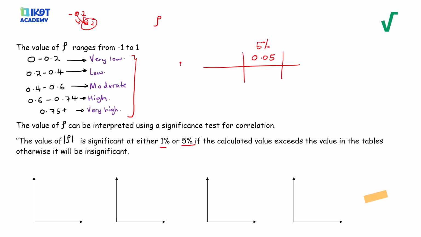Then you come here on the column for n. N is for number of pairs. Let's say you have 5 pairs or 6 pairs. Now you come and get the value in this column at this point. Now if the value you calculated exceeds the value in the tables, that value is significant. Hope that makes sense. Now if the value is less than this, it's not significant at that level. So that's the thing, and it usually has 1 or 2 marks, just commenting.